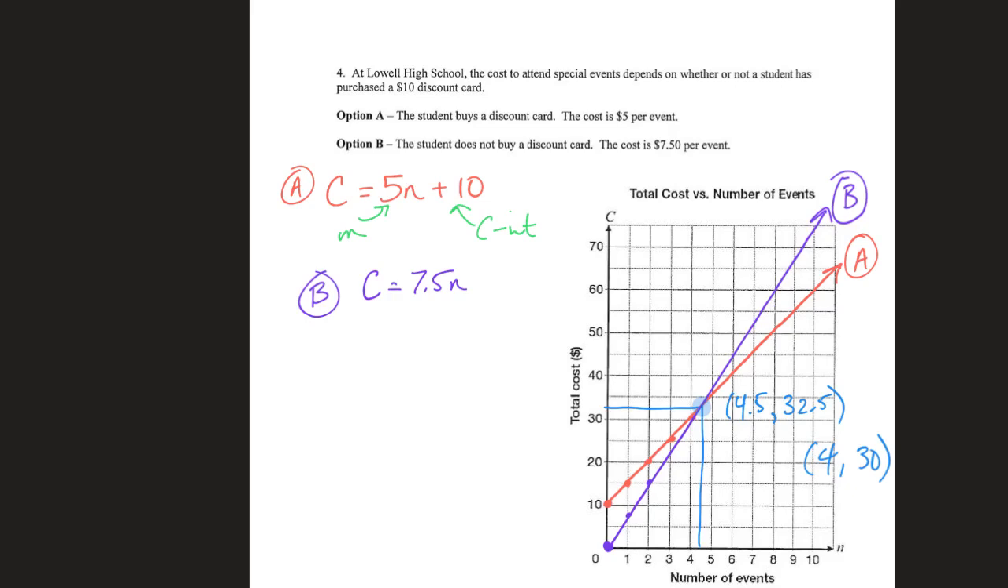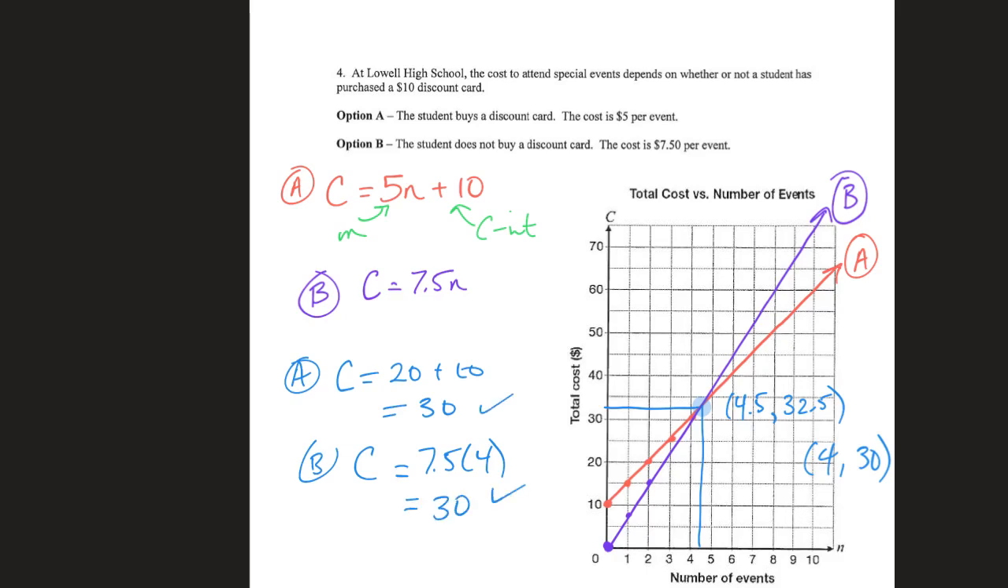We can do a quick check. Take a look at option A. If I replace my n with 4, then I get 20 plus 10, that's $30. If I replace in equation B my n with 4, then 7.5 times 4 gives me 30. Look, I got the same. Therefore, (4, 30) is on both graphs.